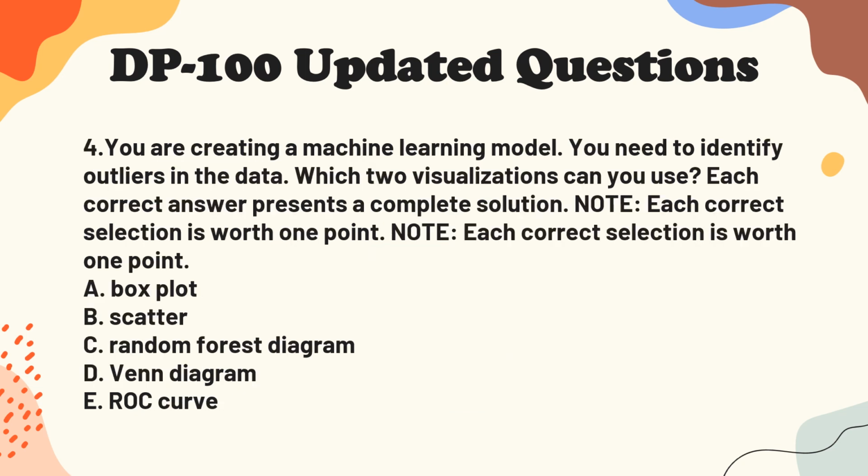4. You are creating a machine learning model. You need to identify outliers in the data. Which 2 visualizations can you use? Each correct answer presents a complete solution. Note: each correct selection is worth 1 point. A. Box plot. B. Scatter. C. Random forest diagram. D. Venn diagram. E. ROC curve.